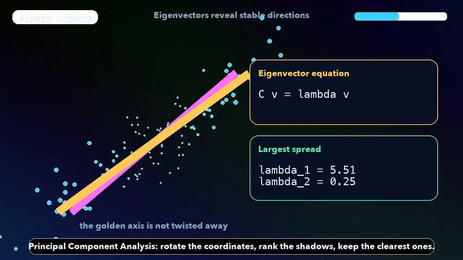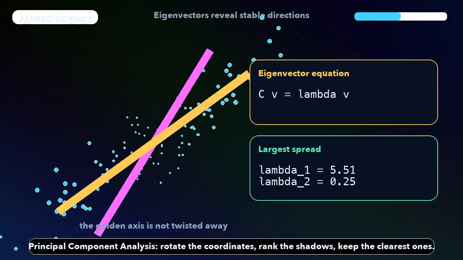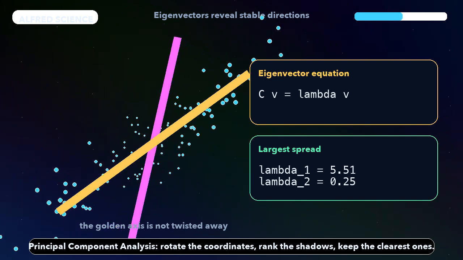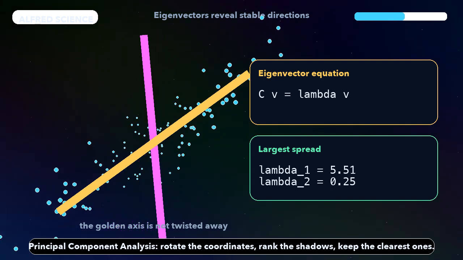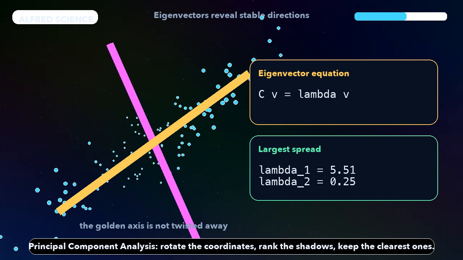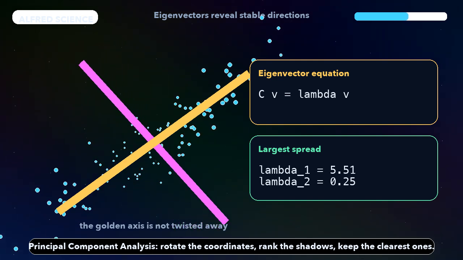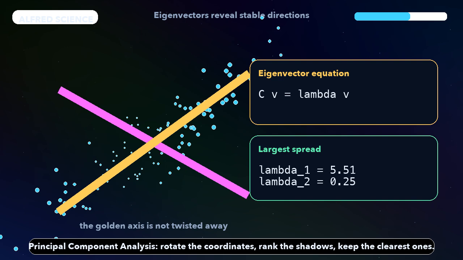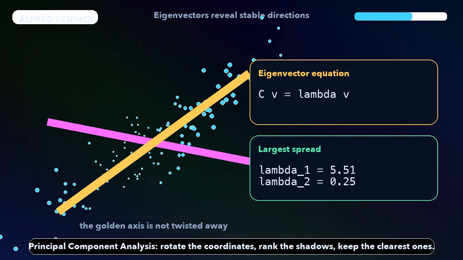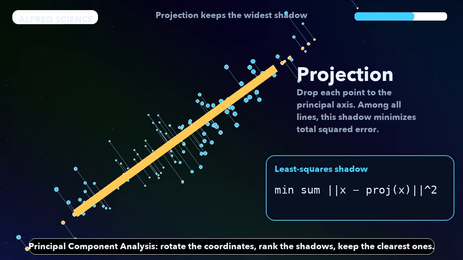The largest lambda gives the first principal component, the axis where the cloud is widest. Projecting every point onto this axis gives the best one-dimensional summary in the least squares sense. In plain language, among all possible lines, it loses the least squared distance from the original points.